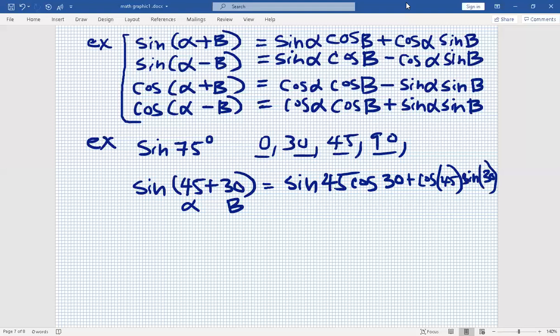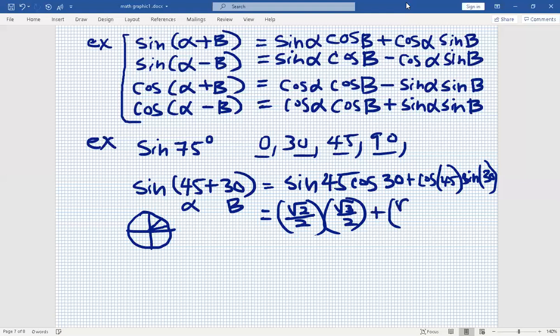Now, when you look at this, sine of 45, you remember the unit circle? So feel free to still draw the unit circle if you have to, because it's still important. Now, we're located right there. Sine of 45 is radical 2 over 2. And then cosine of 30 is going to be right over here, radical 3 over 2, and we're adding here. Cosine of 45, radical 2 over 2, and sine of 30 is going to be 1/2.